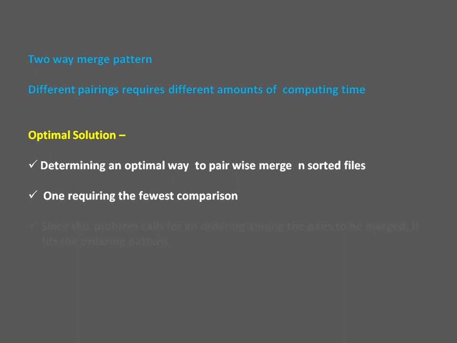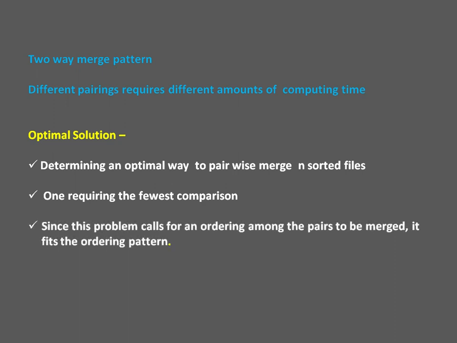Now this problem calls for an ordering among the pairs to be merged. It fits the ordering pattern. As we have seen in the previous example, we used two different patterns, so the ordering is changed over there. So this is one of the problems of the ordering pattern.